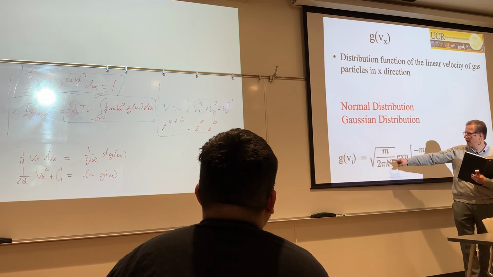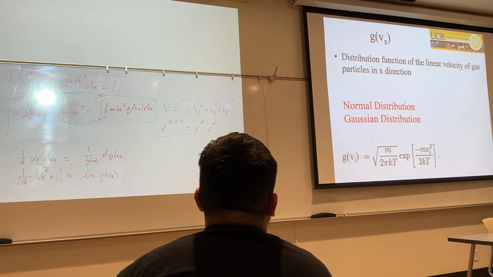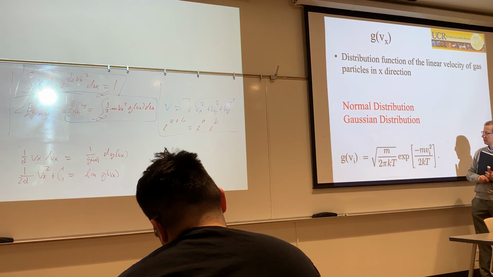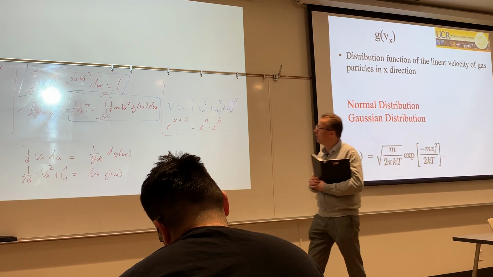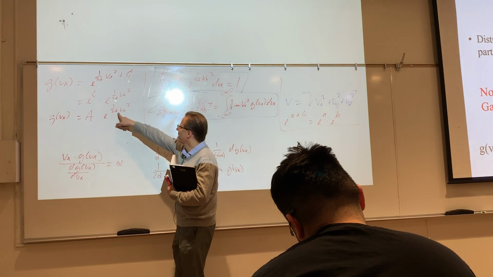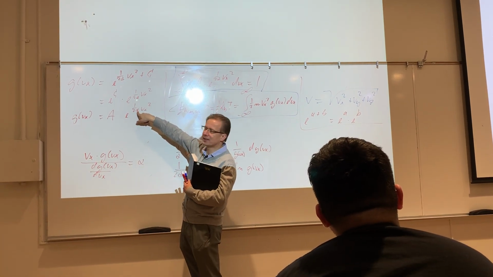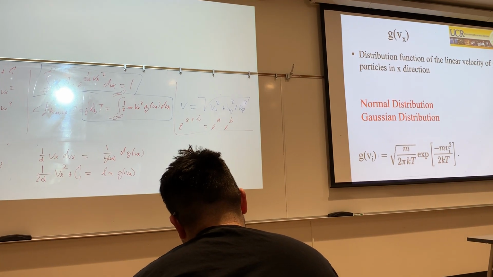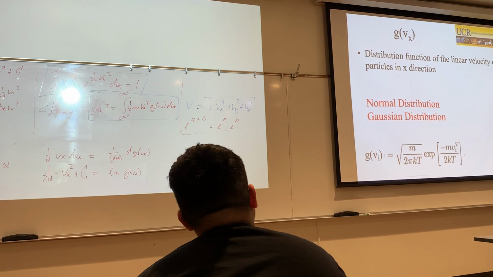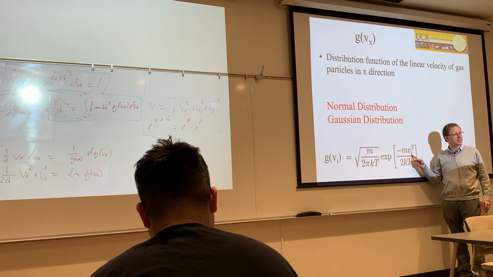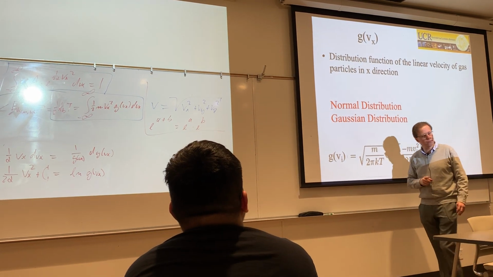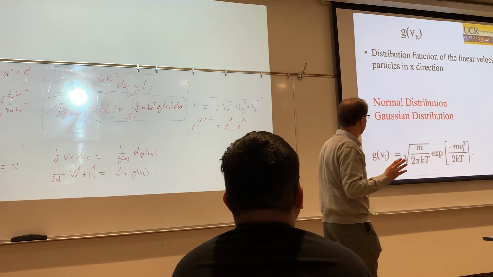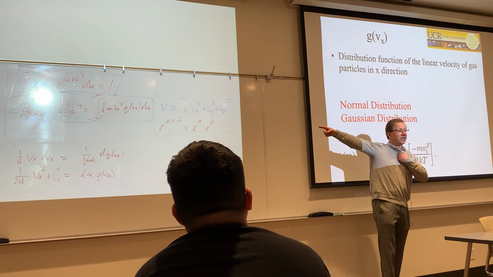So the A is the root of m over 2 pi kT, if you do those integrals. And the alpha is minus m over kT. So that we are getting this one. If I'm looking at my distribution function for the velocity in x direction, it has the velocity in x direction squared in here. So if I actually integrate over that, I'm back at my error functions. I don't need to tell you what error functions are. They were in the first homework. That's why they were in the first homework. All those integrals which we are interested in there were error functions.